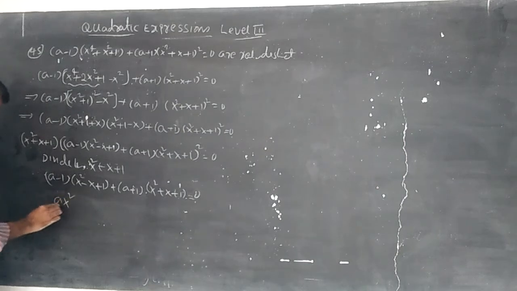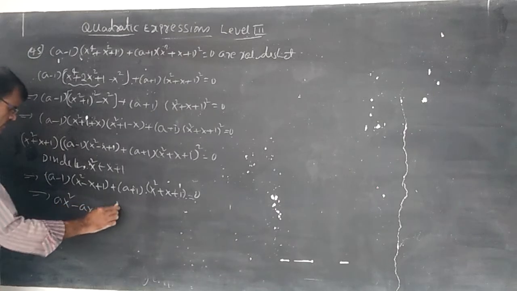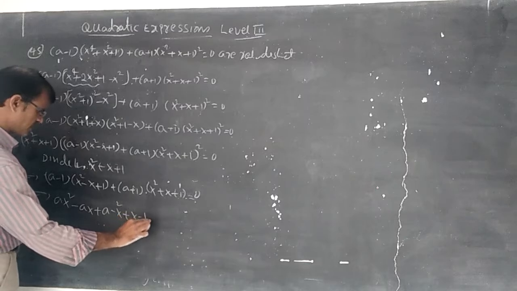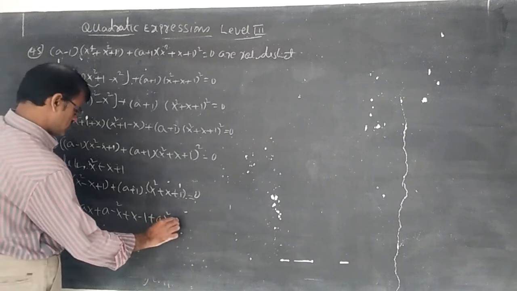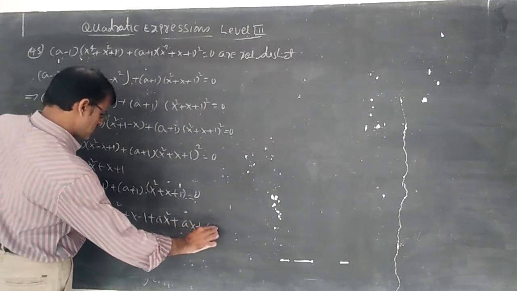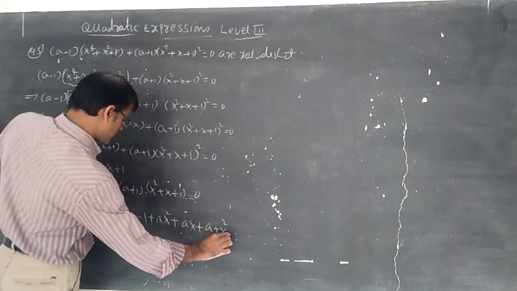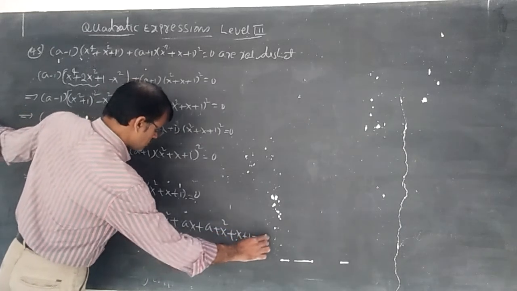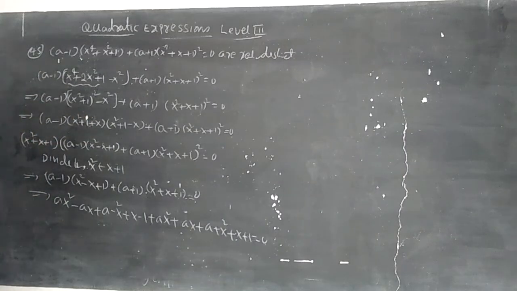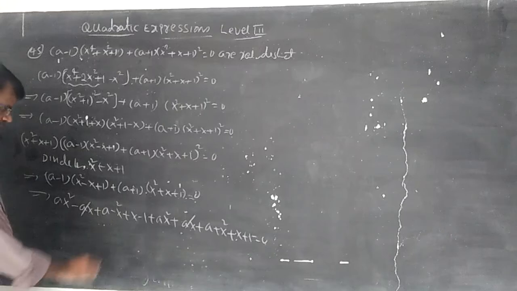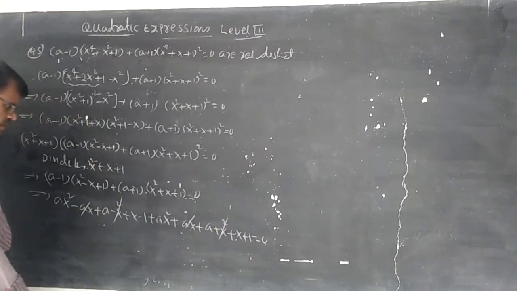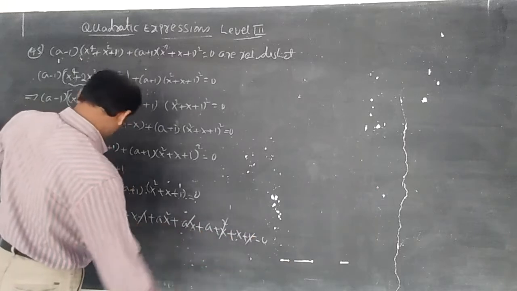Now you multiply: ax square minus ax plus a minus x square plus x minus 1 plus ax square plus ax plus a plus x square plus x plus 1 is equal to 0. Now minus ax plus ax gets cancelled. Minus x square plus x square cancel, and the minus 1 plus 1 also got cancelled.